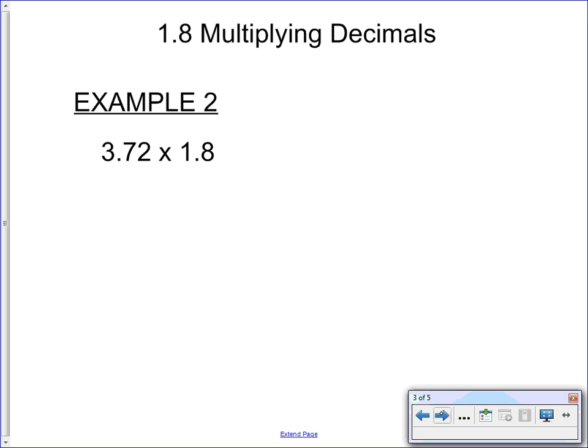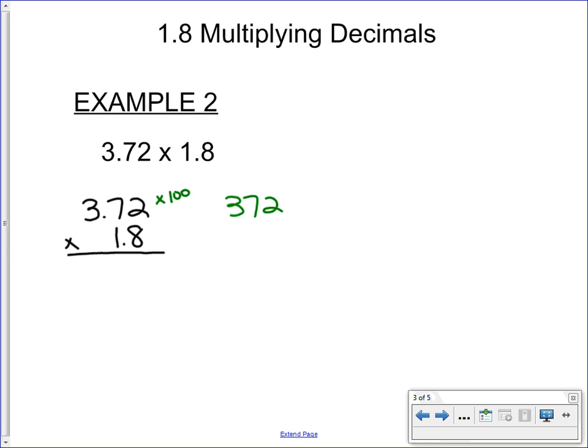Let's look at another example. 3.72 times 1.8. I'm going to write these vertically, and I'm not going to line up the decimals. Okay, but I am going to multiply to make them into whole numbers. 3.72, in order to make that into a whole number, I need to multiply by 100. And that's going to give me 372. The 1.8, I can multiply by 10 and get 18.